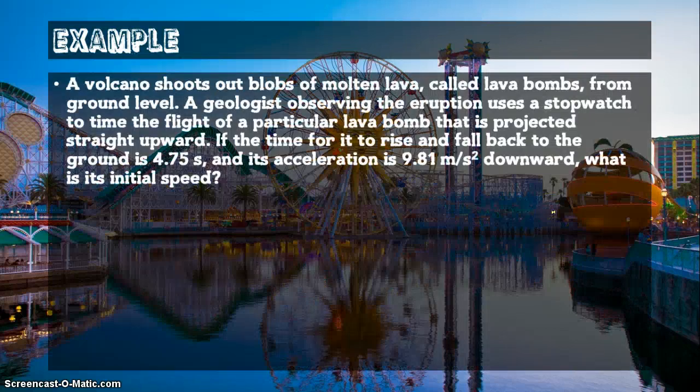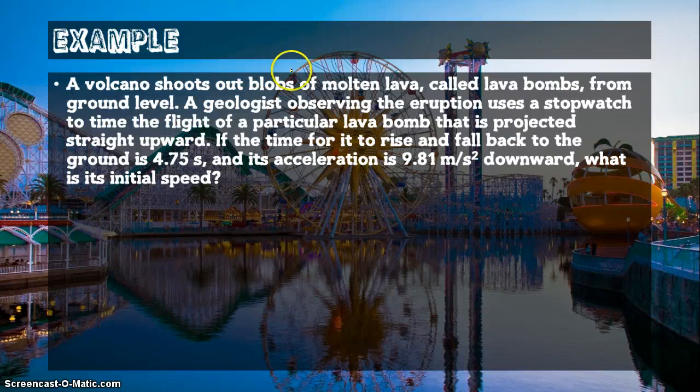So looking at another example, now we have something that's shot up at a certain speed and it comes back down to the ground. So a volcano shoots out blobs of molten lava called lava bombs from ground level. A geologist observing the eruption uses a stopwatch to time the flight of a particular lava bomb that is projected straight upward. If the time for it to rise and fall back to the ground is 4.75 seconds, and its acceleration is 9.81 meters per second squared downward, what is its initial speed?